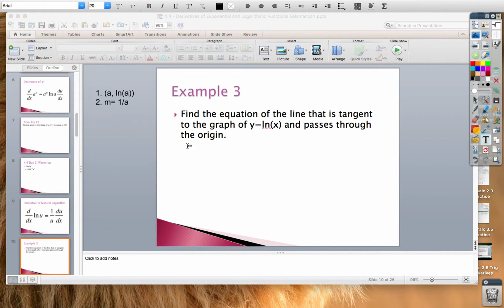So using our original slope formula, we have ln of a minus ln of 0, because it passes through the origin, divided by a minus 0, which means our slope is just ln of a divided by a, which is also supposed to be the same thing as 1 divided by a. Using our facts 1 and 2 that I wrote on the left-hand side.